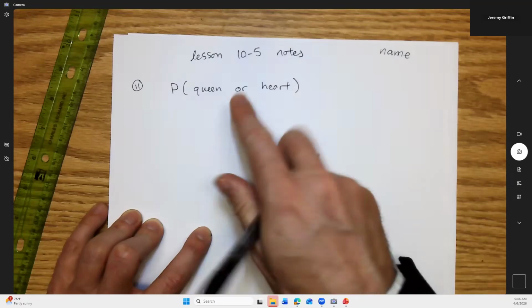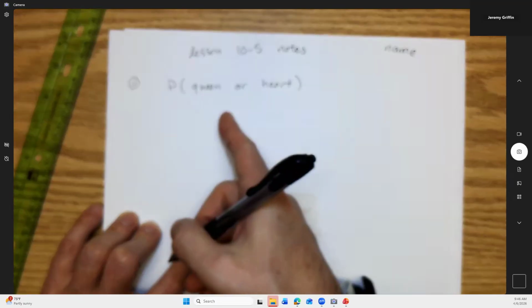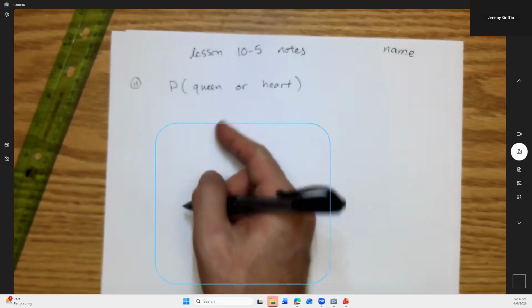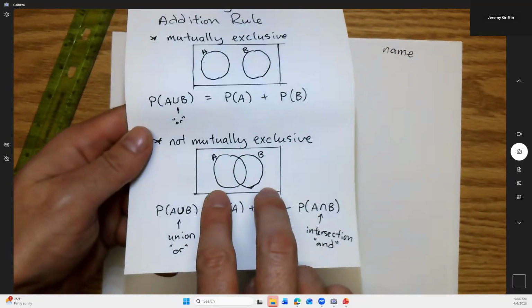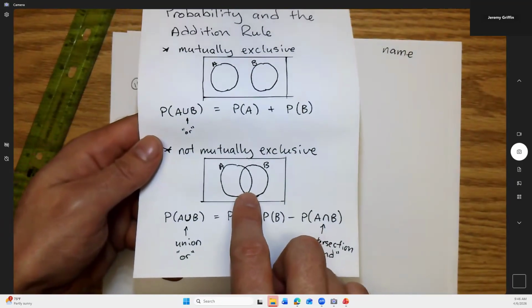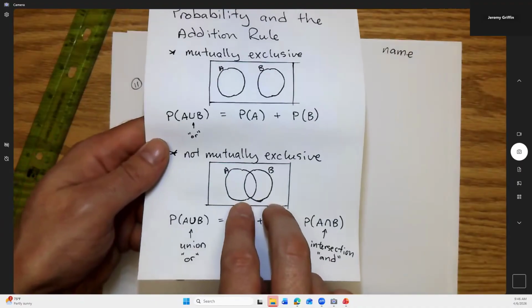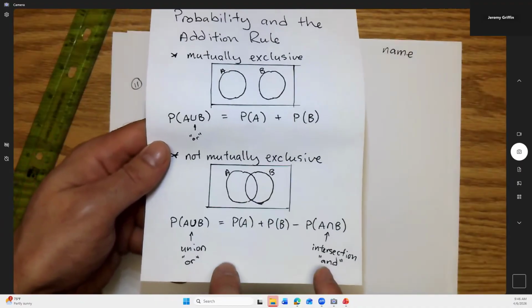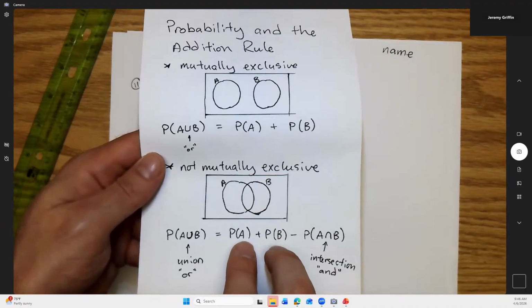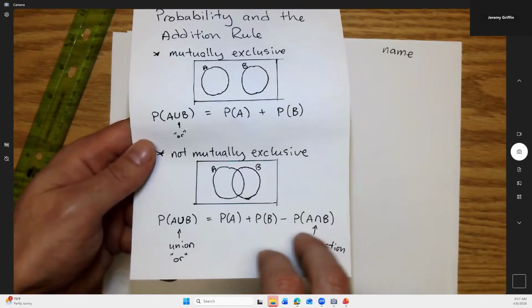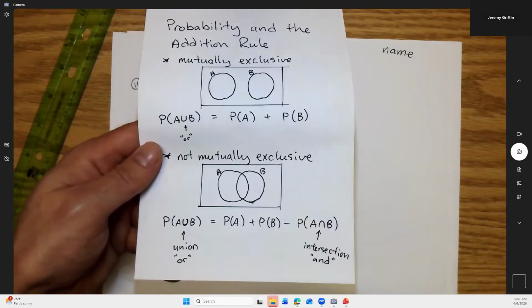Oh, queen or heart. Right. Okay, so since I know that there is non-exclusivity between queen and hearts, because you could have a queen that is a heart, I want to think about these overlapping circles. And if that's true, I can add the probabilities of queens and then hearts, but I have to subtract out queen and heart because I don't want to double count it.